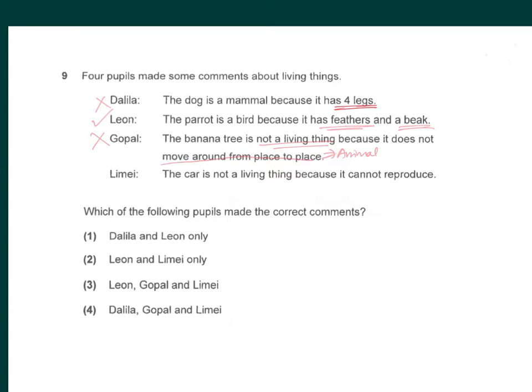So Gopal here has a misconception. He's wrong. And Li Mei said that the car is not a living thing because it cannot reproduce. Yes, anything that cannot reproduce is not a living thing. So in this case, those who are correct are Leon and Li Mei. Option 2.